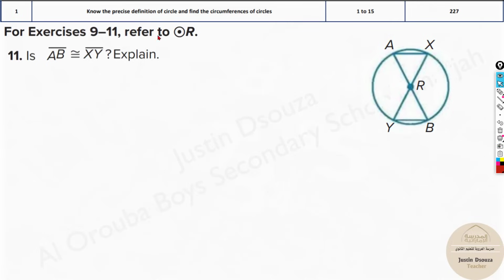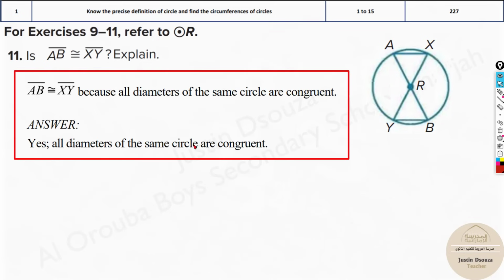Now AB is congruent to XY. Let's say AB and XY, yes, they are congruent. That means they're equal. Why? Because they're diameters, right? Diameters of all these particular circles, all its diameters are equal. All diameters of the same circle are congruent or equal.